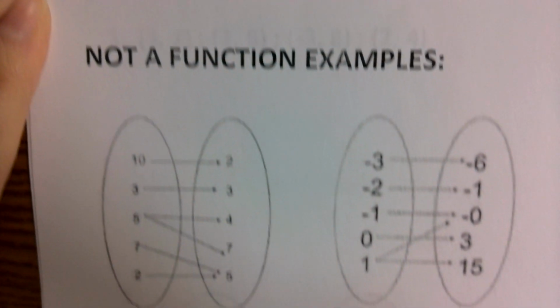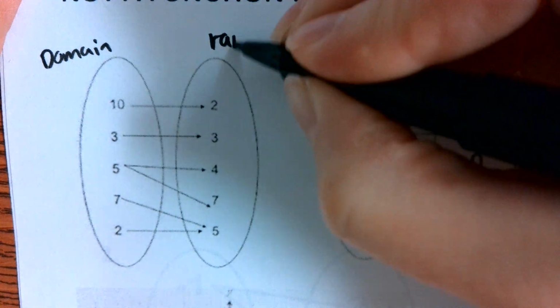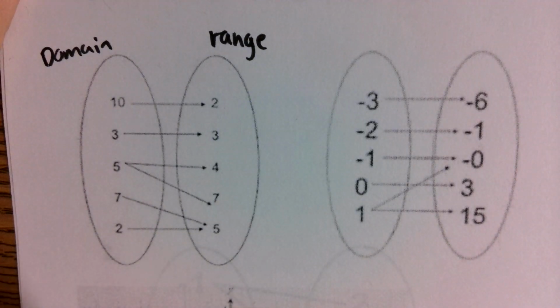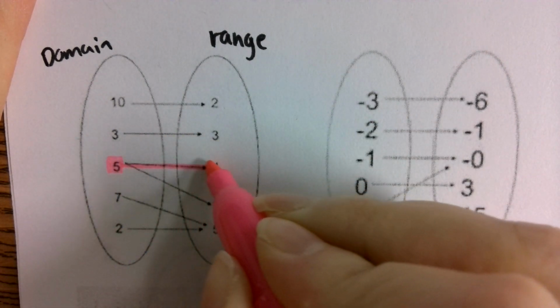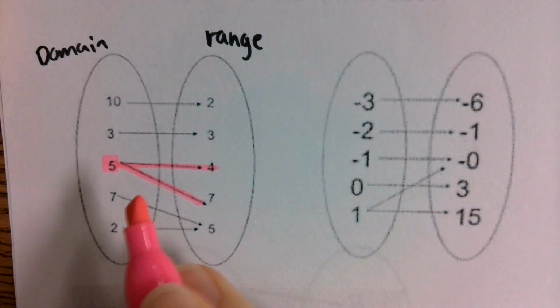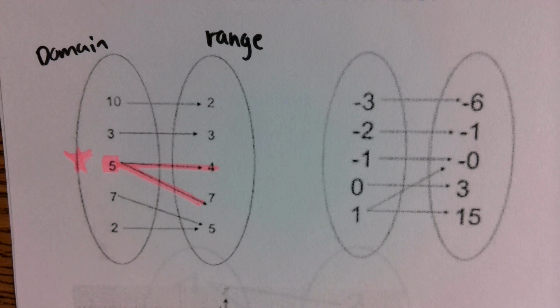When we look at our non-functions, again, this is your domain. This is your range. For here, this then becomes not a function. Why? Which one of the domain values creates it to no longer be a function? Jeffrey? The 5. If we take a look, this 5 has 2 branches extending off of it. That right there is what makes it no longer a function.